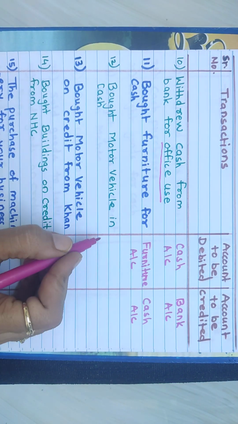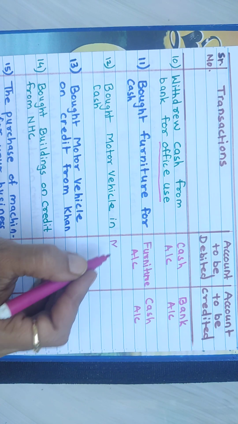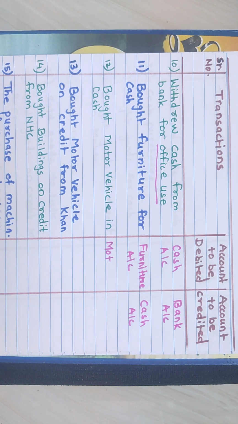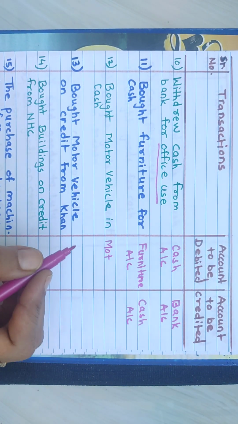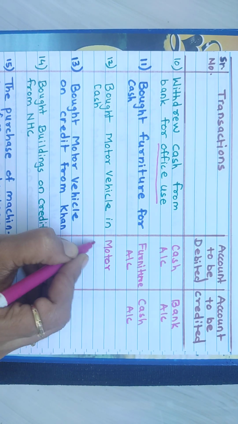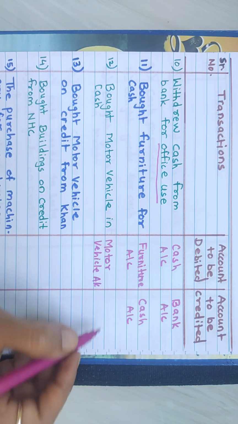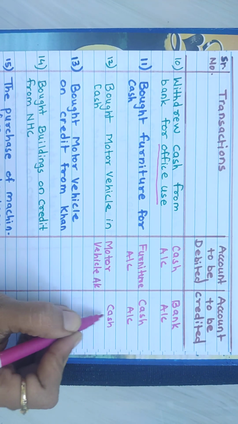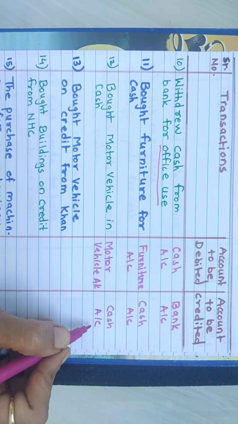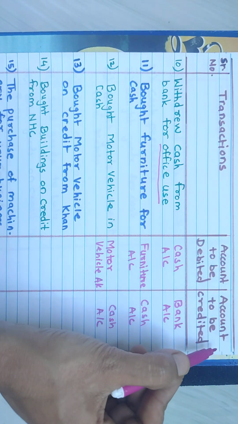Now here 12th, bought motor vehicle in cash. See, I am explaining you similar type of transactions in a group to get more clear with the concept. So bought motor vehicle in cash. So motor vehicle account will be debited, and it is purchased with cash, so cash goes out, so cash account is credited. See students, I am writing here short form for account, but whenever you are writing in exam, you have to mention the full word account.